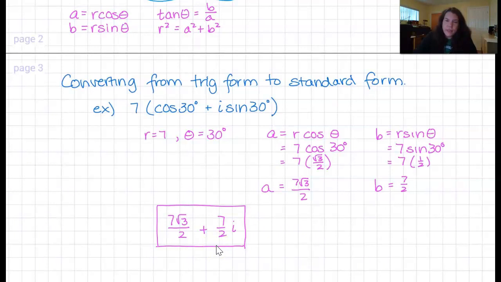Going the other way, you just have to be careful. When you're trying to find theta and r, r is straightforward. We're going to use this formula up here: r squared equals a squared plus b squared. But with theta, you just have to be careful and make sure that you use the theta that's in the right quadrant. Other than that, it's not bad.